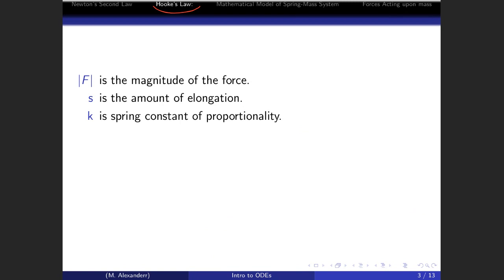Okay. All right. So notation again: F is going to be the magnitude of the force, S is going to be the amount of elongation, K is the spring constant of proportionality, and let's go back to the S. Okay, so what this means is the following.